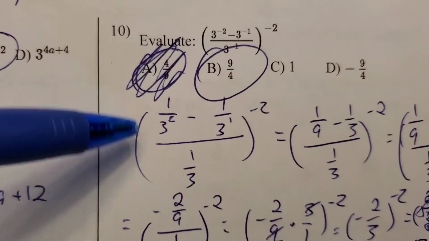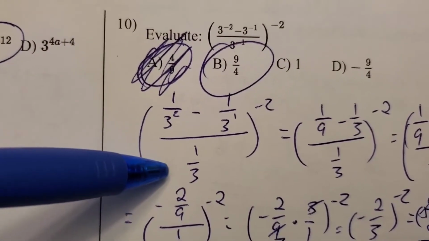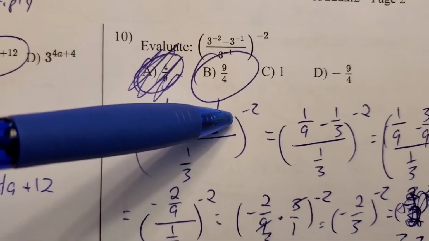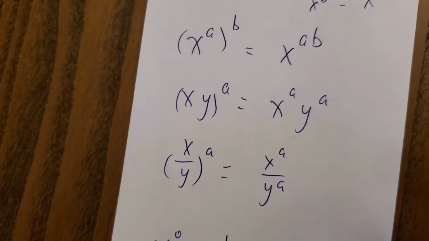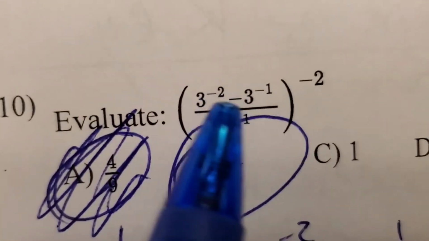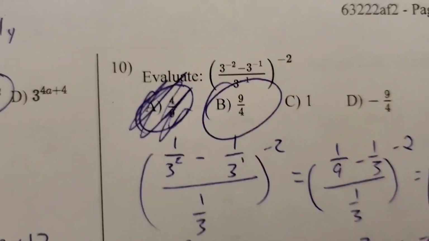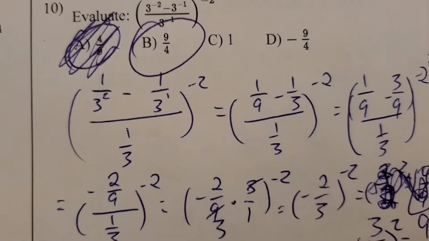Yes. So we get 1 over 3 squared minus 1 over 3 all over 1 over 3. And that whole thing is being raised to the negative 2nd power. Now, this is not the expanded power rule. You cannot raise everything to that negative 2nd power. Why? Because of this minus sign in the middle. Okay? It only works when you're multiplying or dividing. Because of that, you cannot raise it to the negative 2nd power. You have to simplify what's inside first.